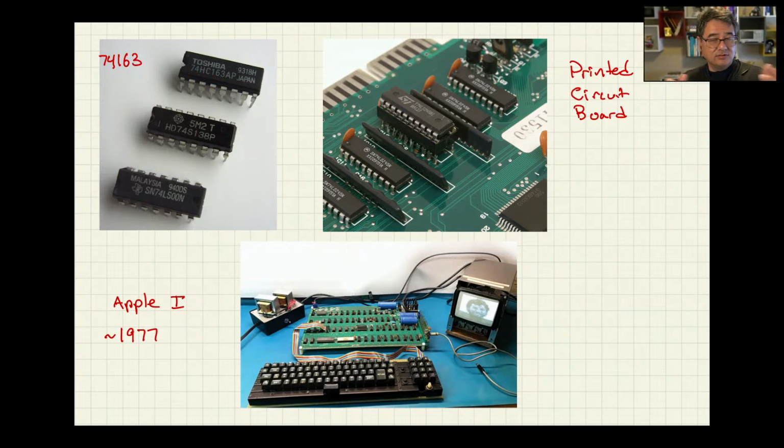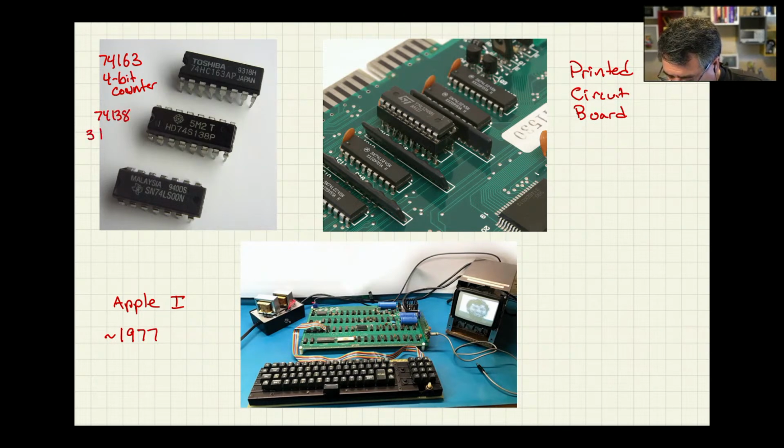And if you look up what the 74163 means, it is a 4-bit counter. So its job is to count from 0000 up to 1111 and then cycle back again. So it can count basically from 0 to 15. The next one over here is a 74138.